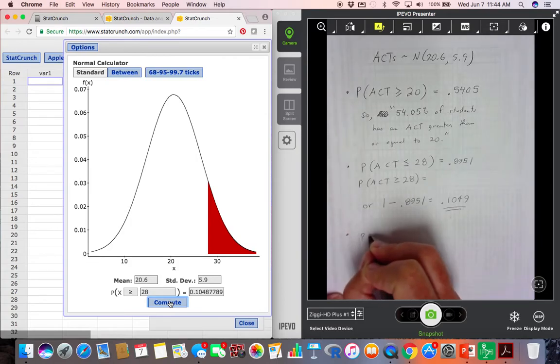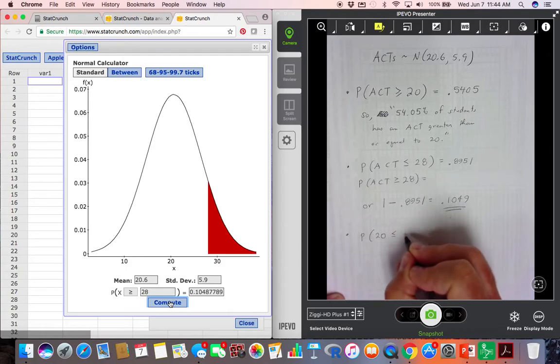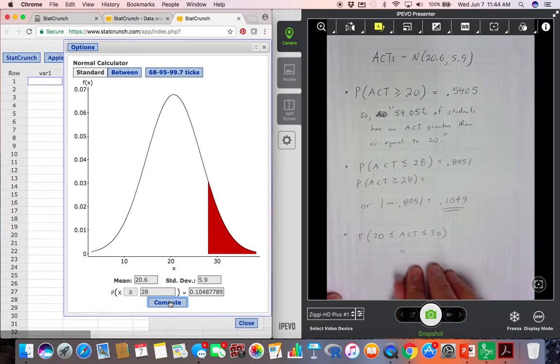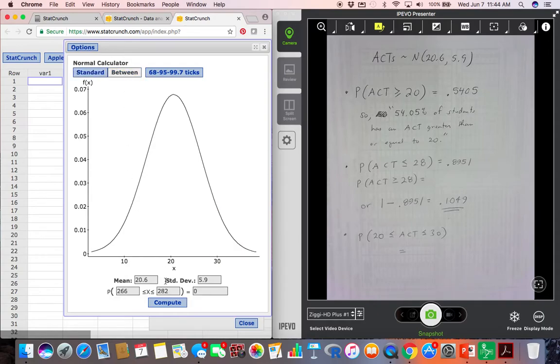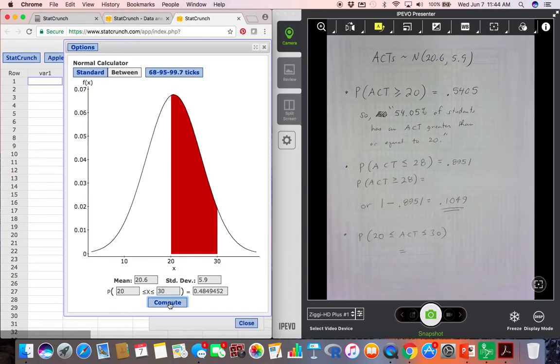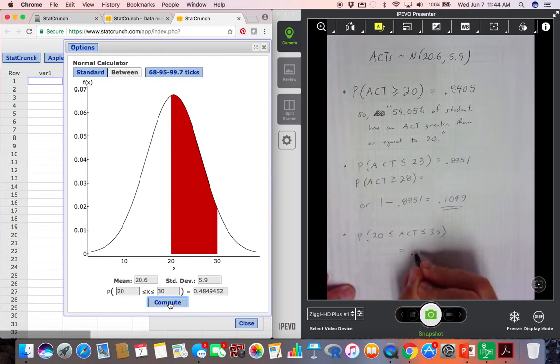What's the probability we get an ACT between 20 and 30? Well, it's pretty easy, right? Choose between. Put in 20. Put in 30. Hit compute. So the probability is 0.4849.